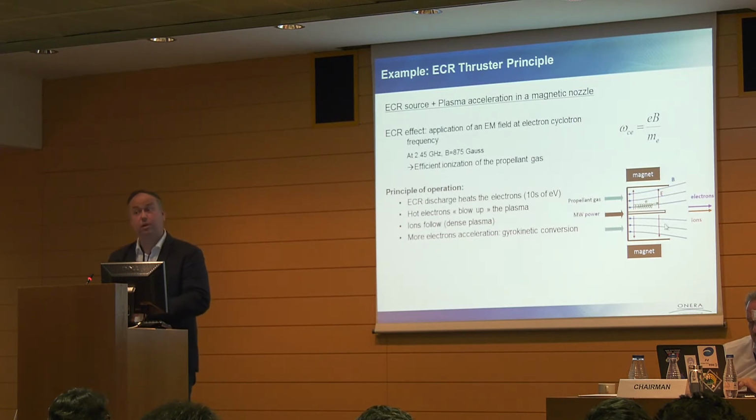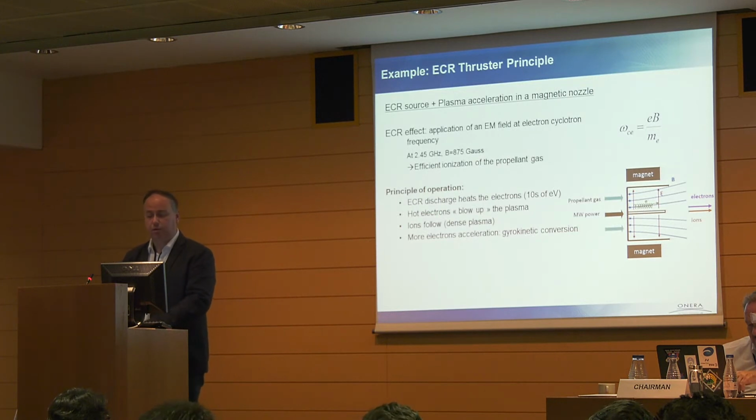The electrons will follow because the plasma is dense, but they can also convert this lateral movement into a forward movement in this magnetic nozzle, just like a gas whose random thermal movement is converted into a forward movement by a mechanical nozzle. That creates basically an ion and electron flow coming out. So there is a neutral plasma coming out, and it's a cathodeless thruster.